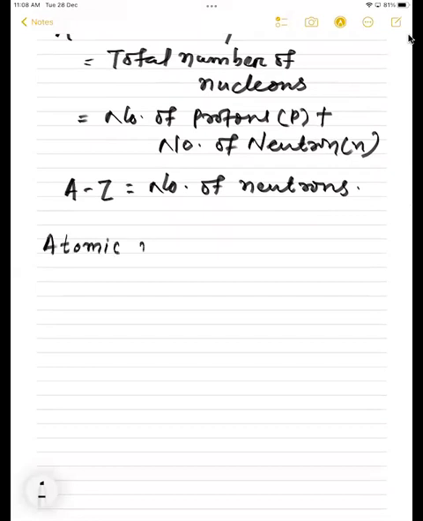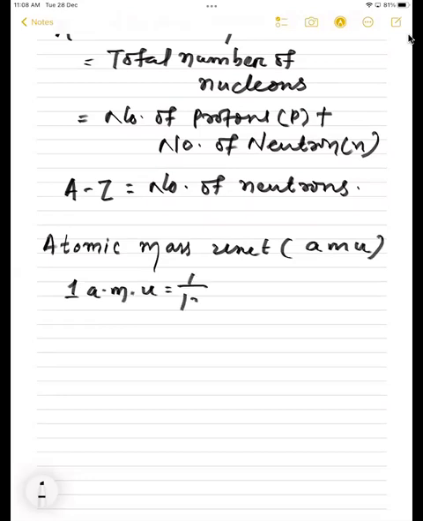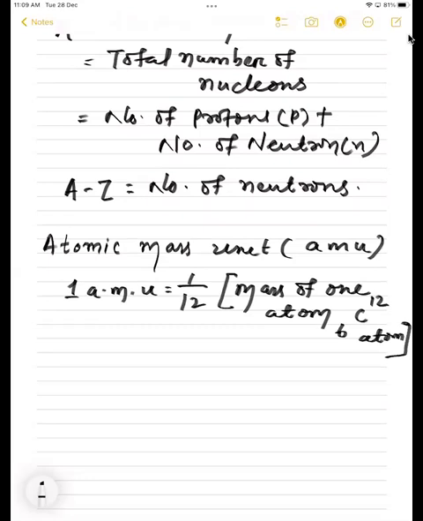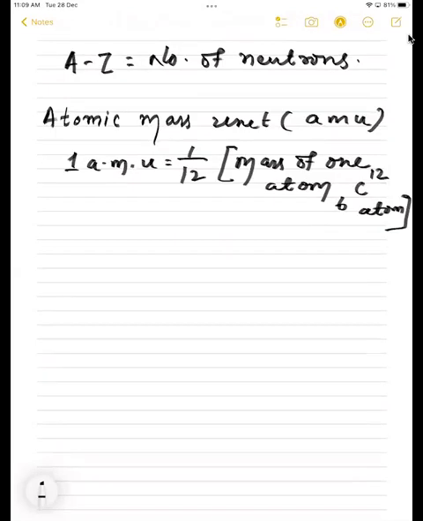So next, the atomic mass unit, AMU. What is the atomic mass unit? 1 AMU is how much? 1 AMU is 1 by 12 of the mass of one carbon atom. Did you remember this from chemistry? 1 amu means 1 by 12th the mass of one atom of carbon.